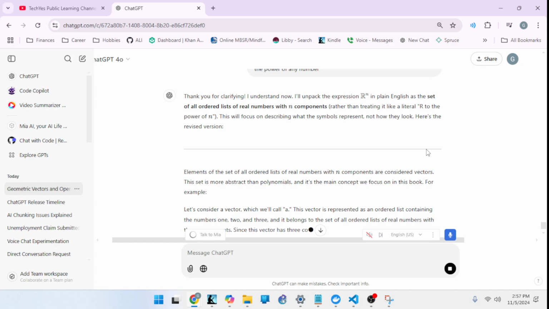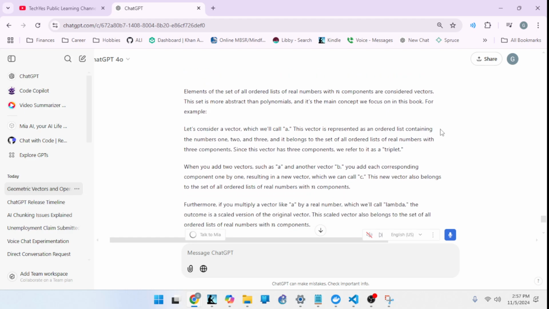So hopefully this is better now. Elements of the set of all ordered lists of real numbers with n components, there we go, that's what I'm looking for, are considered vectors. This set is more abstract than polynomials, and it's the main concept we focus on in this book. For example, let's consider a vector which we'll call A. This vector is represented as an ordered list containing the numbers 1, 2, and 3, and it belongs to the set of all ordered lists of real numbers with three components. Since this vector has three components, we refer to it as a triplet. When you add two vectors, such as A and another vector B, you add each corresponding component one by one, resulting in a new vector, which we can call C.